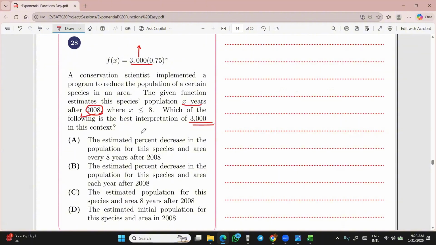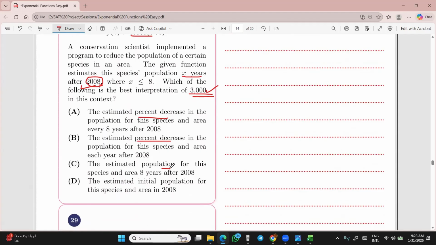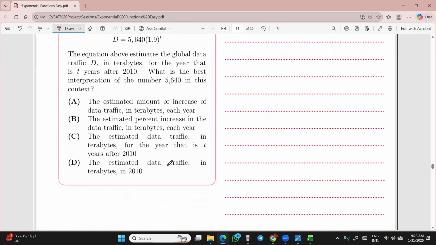So the estimated percent decrease, of course, it's not percent decrease. This 3000 is not percent decrease. Also, this one is not correct. The estimated population for the species area 8 years after 2008? Of course, not 8 years. It should be in 2008, because this is the beginning. So in 2008 is correct. That's the initial. You say the word initial here means the beginning. So this is A, always associated with the word initial. Letter D is the correct one.